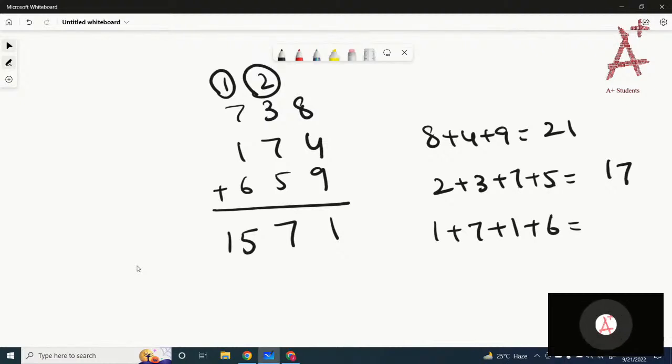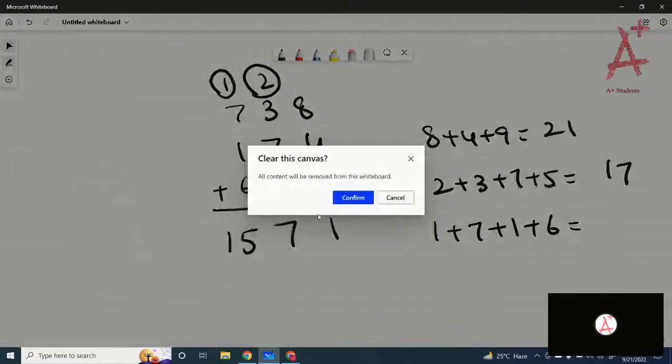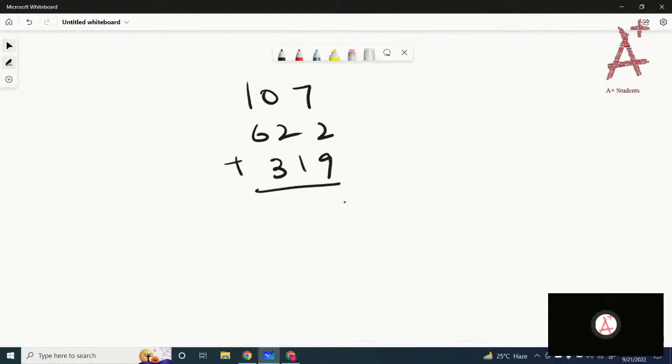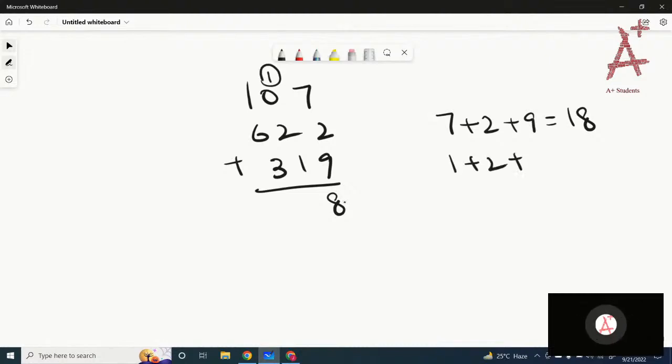Okay, the next one is again add. Let's do the next one. It is 107, 622 and 319. Okay, add the digits that are at the ones position. So they are 7 plus 2 is 9 and 9 plus 9 is 18. Write the ones digit over here and carry the tens. Now add 1 plus 2 plus 1.